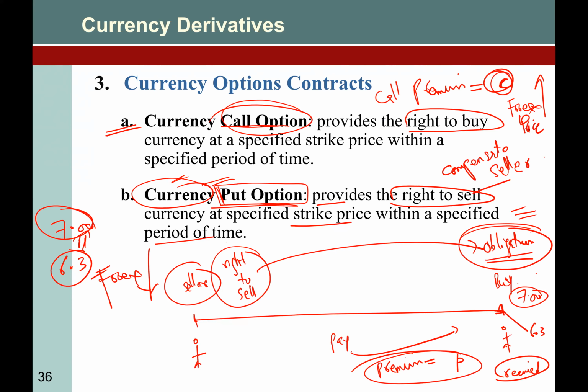In the currency market, we call the price of the currency foreign exchange. So we write forex here, or exchange rate E. So the motive of a call option is that in future the exchange rate is going to rise. The motive for a put option is that in future the exchange rate is going to decrease, or the price is going to decrease.